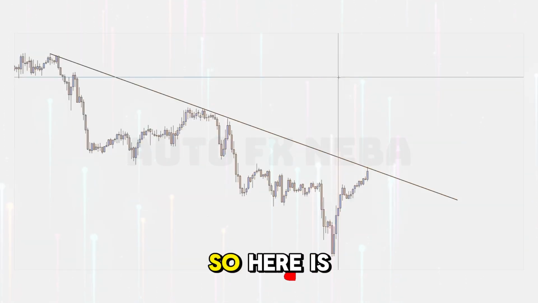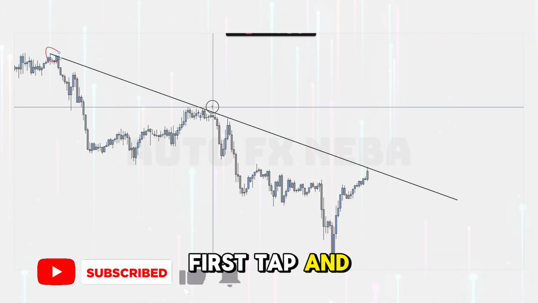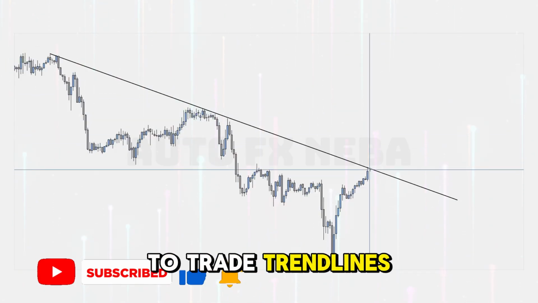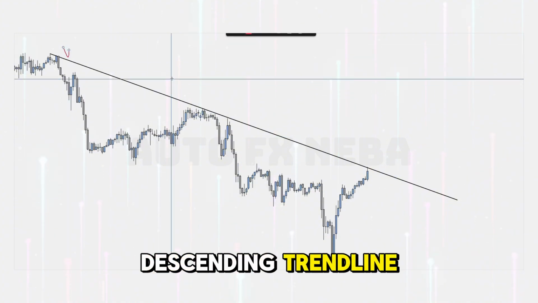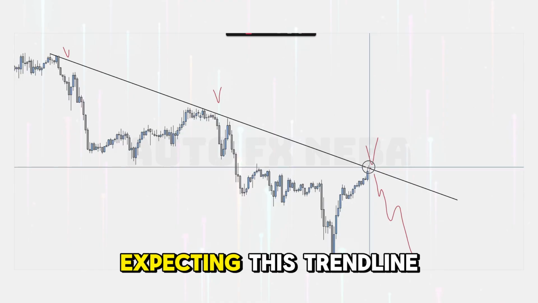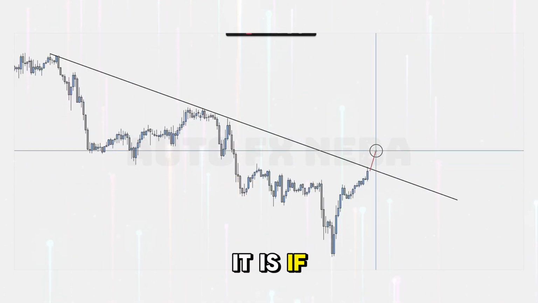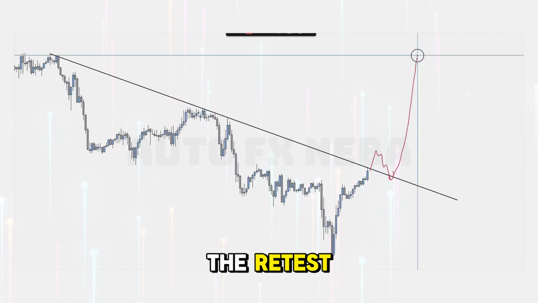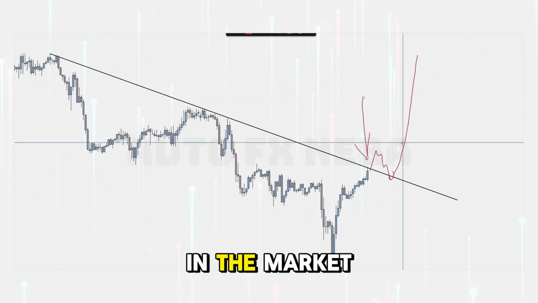Let me explain. So here is a trend line in the wild. We have the 1st tap and the 2nd tap. After that, the standard way to trade trend lines is to sell the retest, because we understand this is a descending trend line, it's moving down. The idea is to continue selling, expecting this trend line to react. And the other way to trade it is if the trend line breaks, traders will then look to buy the retest because they see this trend line break as a change in the market trend.